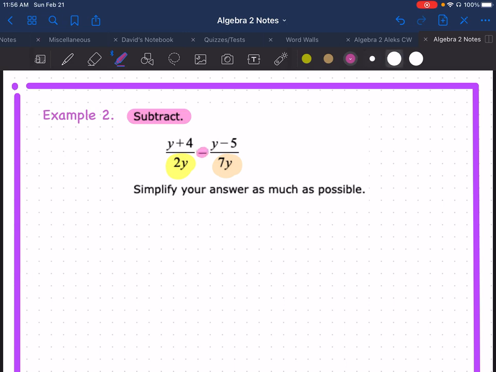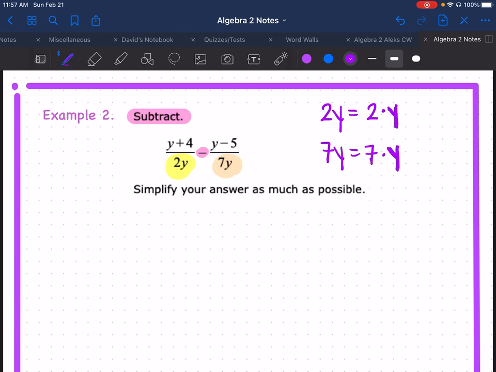All right, so my denominators, I want to look to see, is there anything that they have in common? So let's go ahead and grab this. I'm going to say 2y, I can think of it as 2 times y. And 7y, I can think of it as 7 times y. They both have a y. I'm going to make it as dark as I can. There we go. They both have a y.